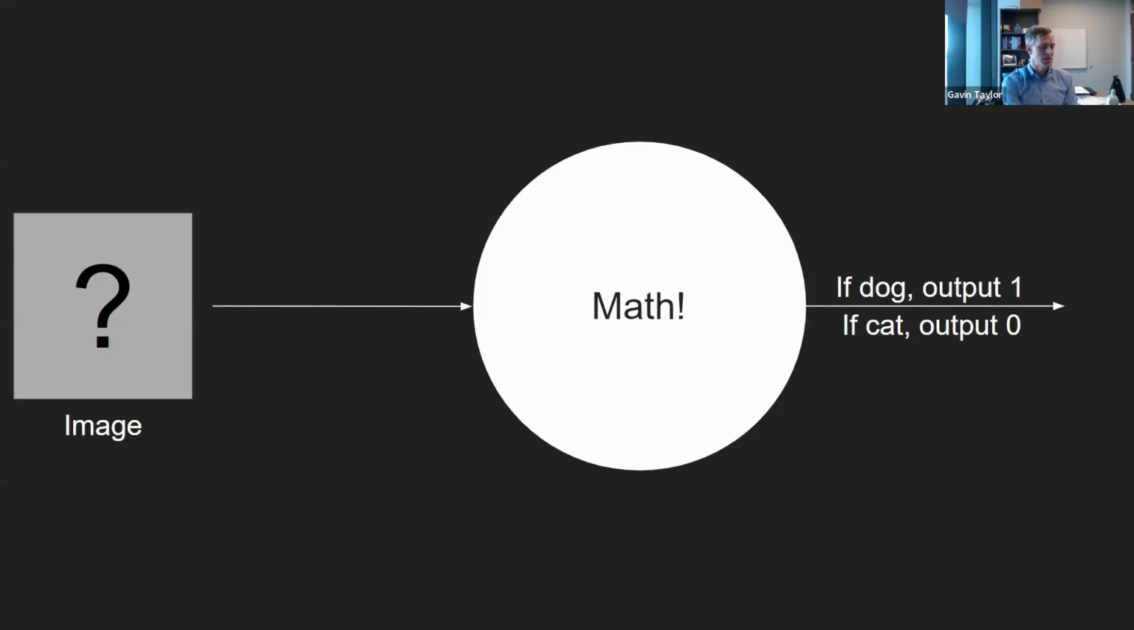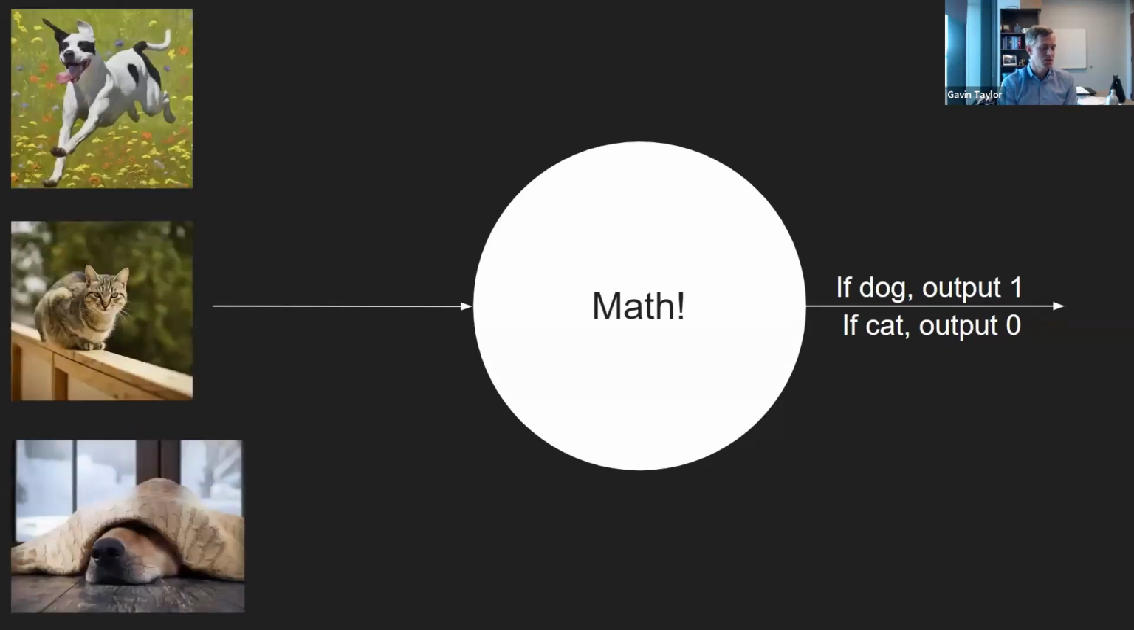And so the way we do this is by using our data set. We take a bunch of pictures of dogs, we take a bunch of pictures of cats, and we start off with actually some random mathematics. So we don't know exactly how to build such a function that outputs a 1 or a 0.